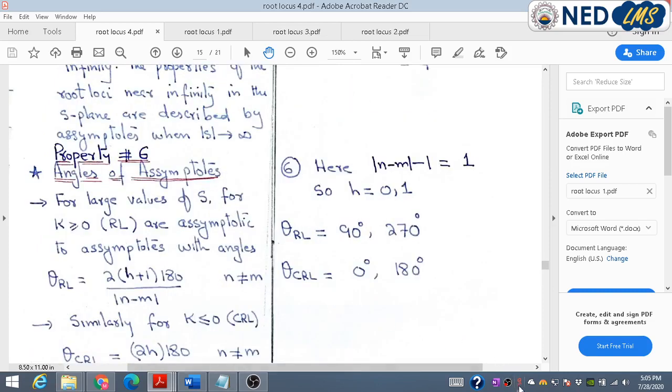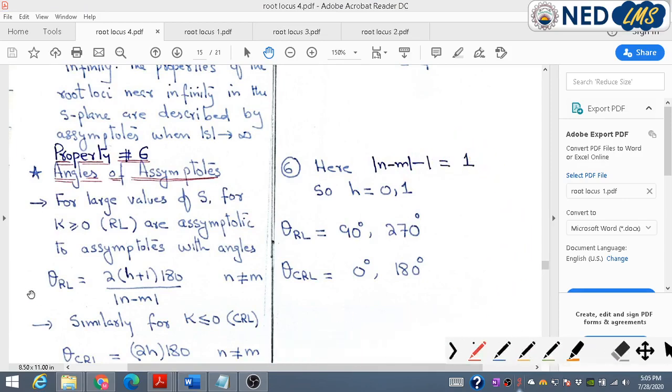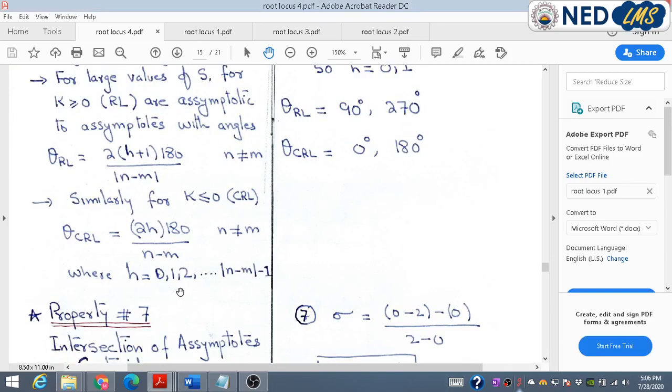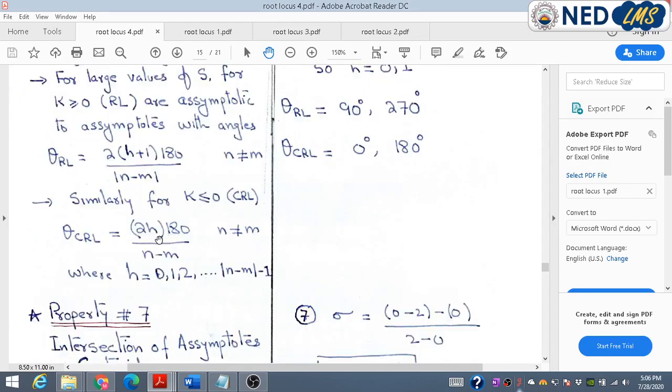If we apply it here, in this case we have two finite poles and no finite zeros, so n minus m minus 1 comes out to be 1. So here h will take the value of 0 and finally goes to 1 only. We apply 0 and 1 in the formula of theta RL in order to find the finishing end of each branch, and we apply h equal to 0 and 1 in the other formula in order to find the starting point of each branch. By placing these two values, theta RL comes out to be 90 degrees and 270 degrees, and theta CRL comes out to be 0 and 180 degrees.